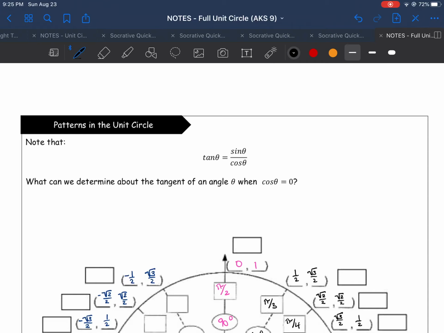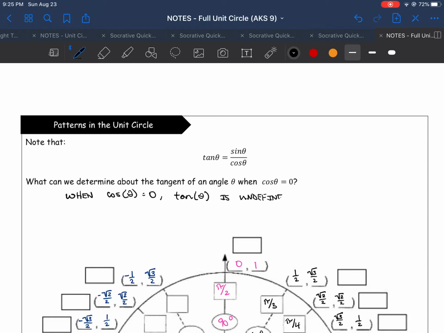If the cosine of theta were equal to 0, then our denominator would be equal to 0. And we know that we cannot divide by 0. So whenever the cosine of theta is equal to 0, we get 0 in the denominator. We can't have that, so that means that the tangent of theta is undefined. And we're going to use that here in just a moment.